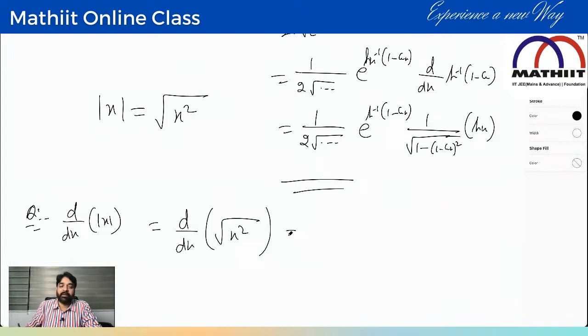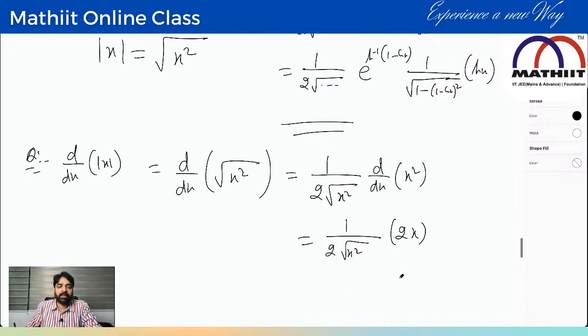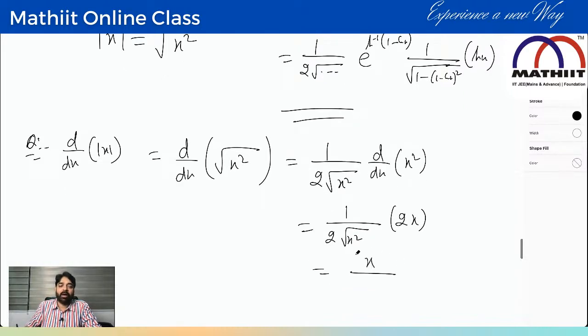The root of something differentiation is 1 by 2 root something into something differentiation. So that will become 1 by 2 root x square into x square differentiation, 2x. X square differentiation is 2x. 2 by 2, and x by root of x square. Root x square again I can write back as mod x. So remember, d by dx of mod x is always equal to x by mod x. Do not try to learn it. This is not a formula. You can understand whenever this kind of situation comes, you can do it.